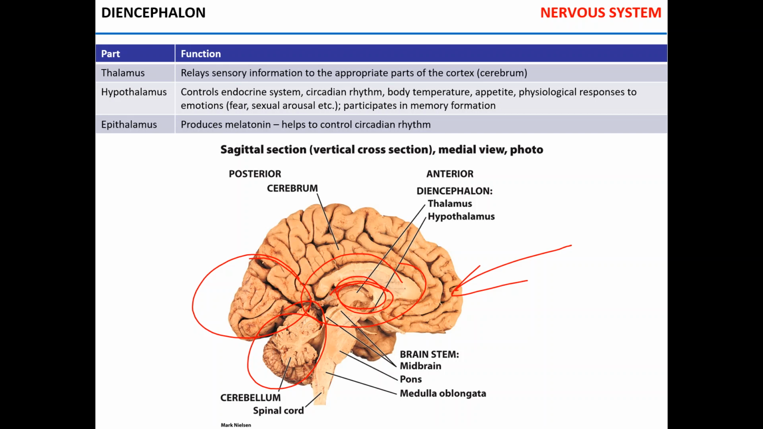And finally, the epithalamus. This little part here controls the production of the hormone melatonin, which helps to control the sleep cycle.